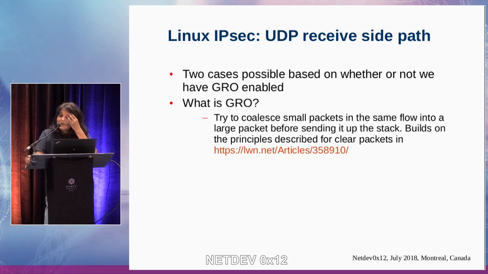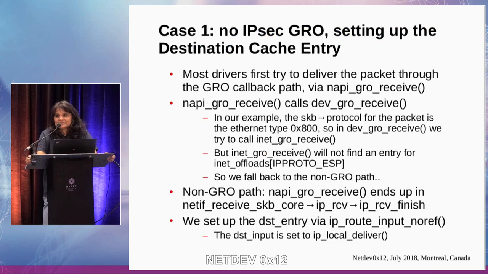So GRO is like the counterpart of GSO. Basically, you want to send up a large packet as much as possible through the stack instead of sending a lot of small packets so that for the same processing work, you're processing more data, so you get better bang for your buck, right? So the two cases for the IPsec kernel path is whether or not you have GRO. So I will first talk about the no GRO part, and then I will talk about the GRO part.